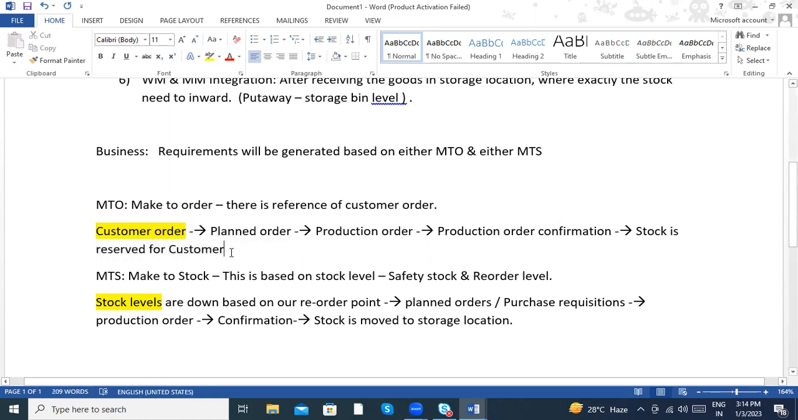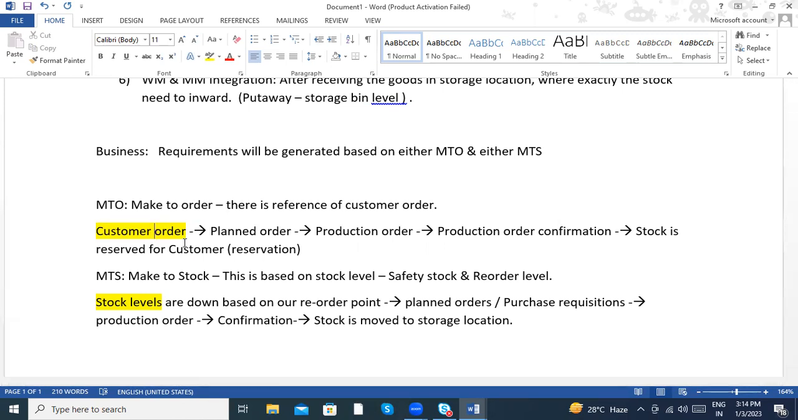So the reservation will be created here. The stock will be reserved. The reservation will happen for the stock. But here the stock is open stock, so I can issue to anyone. But here it is only issued to the customer. Clear?